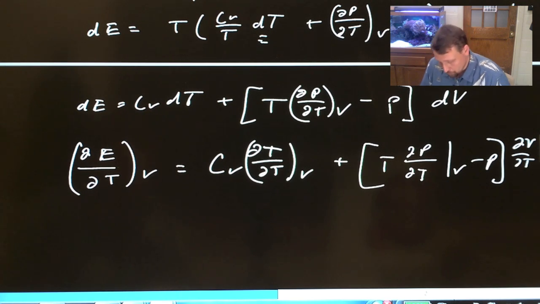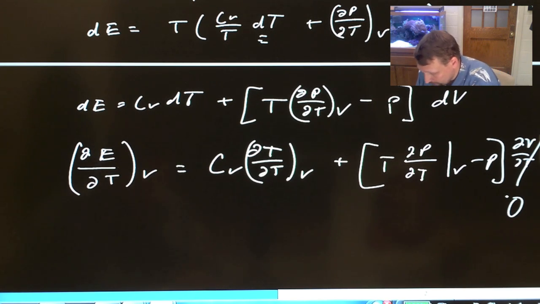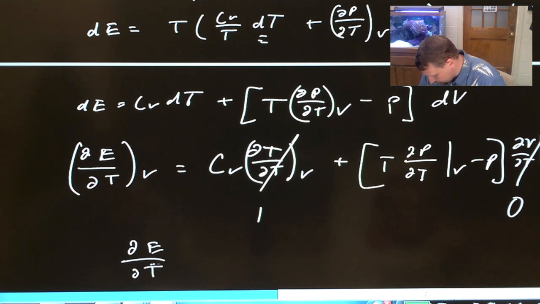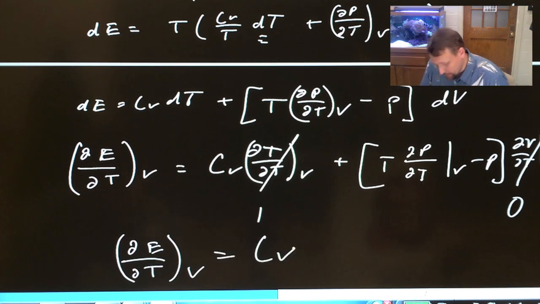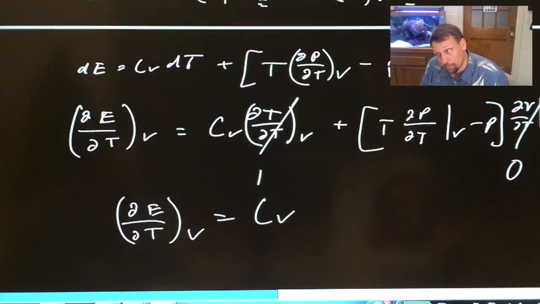So what is (∂V/∂T) at constant V? Well, (∂V/∂T) at constant V is going to be equal to 0, because you can't have a constant V and have any change of anything if it's constant. So this immediately goes away to 0. This (∂T/∂T) is equal to 1. So then we have (∂E/∂T) at constant V equals Cv. And we're halfway through this problem.